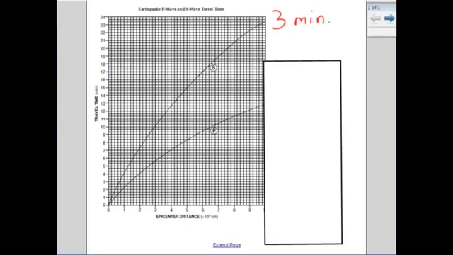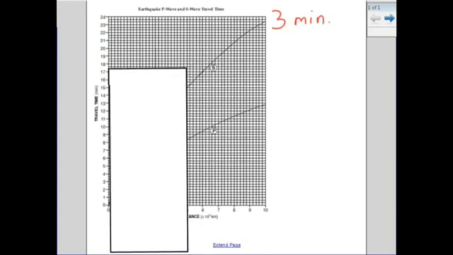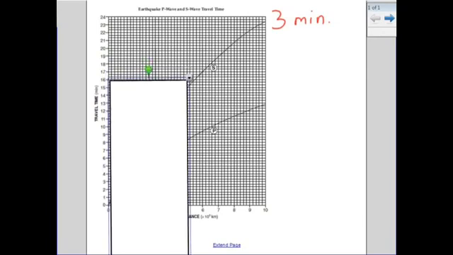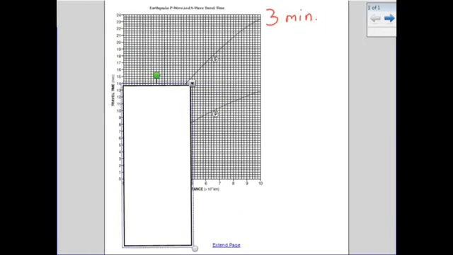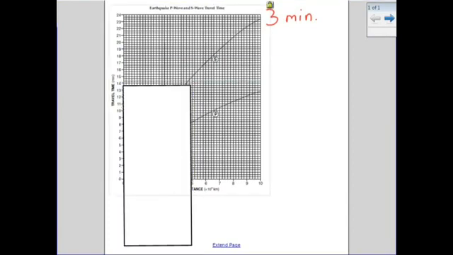So I'm going to bring my piece of scrap paper over, and you'll notice that I'm leaving the numbers visible. I have the scrap paper over to the right a little bit, and I'm going to make a nice careful mark at zero and three.